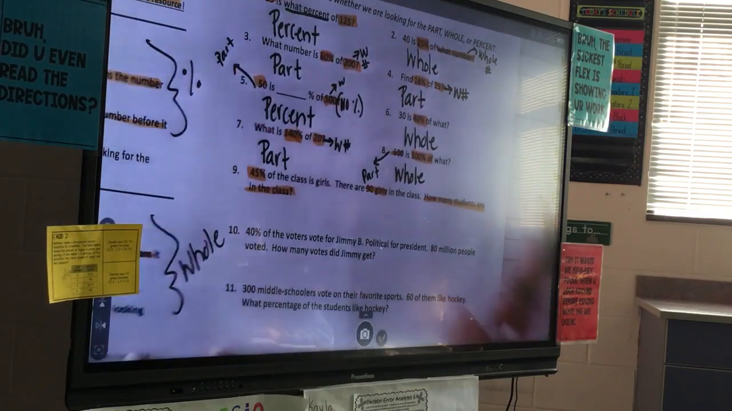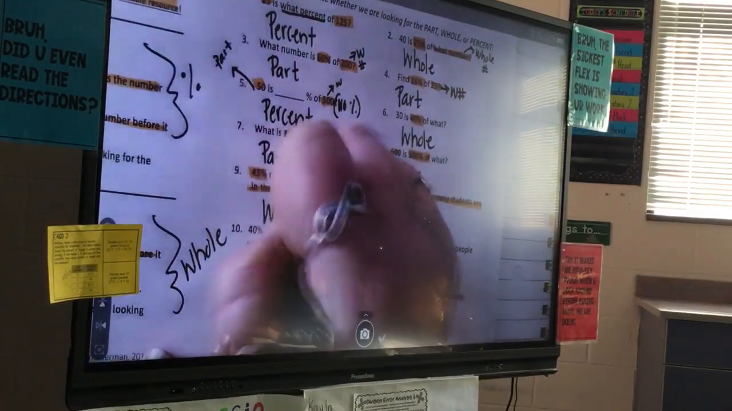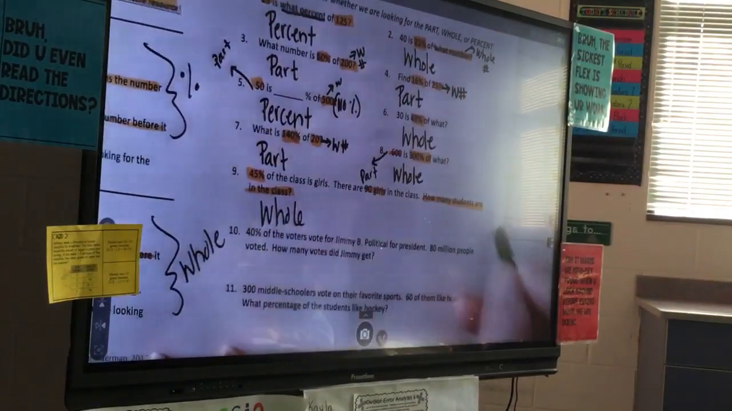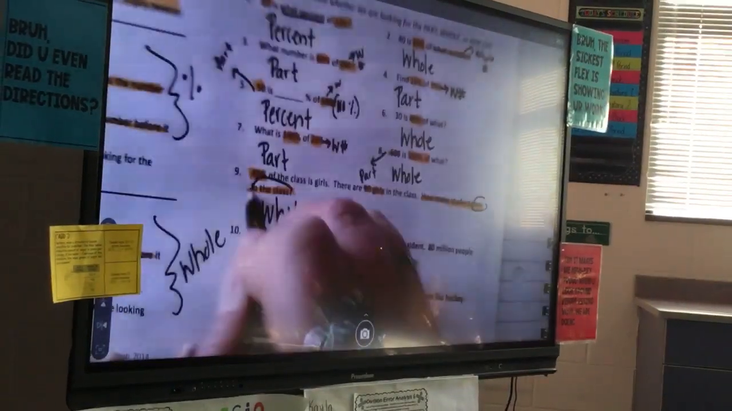Yes, it's telling us that we are looking for the whole because the question is, how many students are in the class? This is your part.